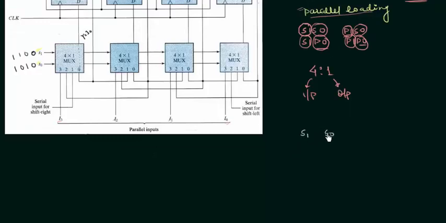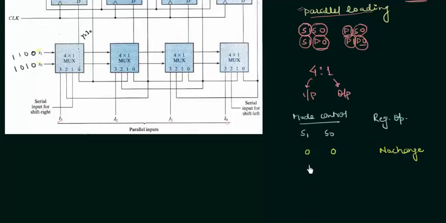S1 and S0 are the mode control of this shift register, and depending upon their values we have the register operation. So let me write down the register operation on the right. If S1 is 0 and S0 is 0, then we have no change. The circuit will remain in the same state. Whatever the value stored in our flip-flops, it will remain the same. There is no change.